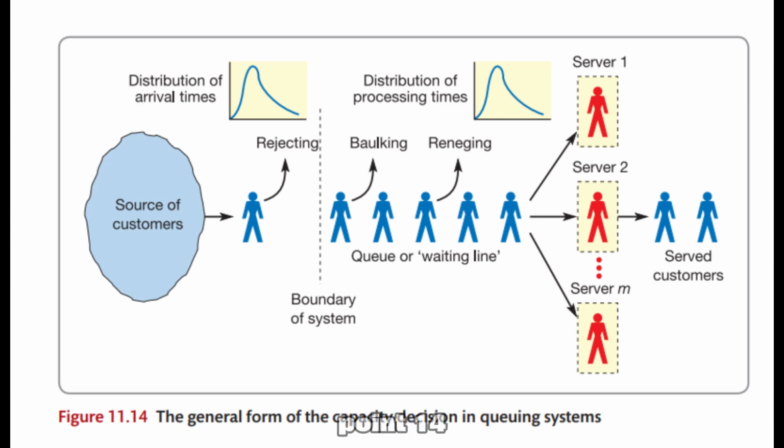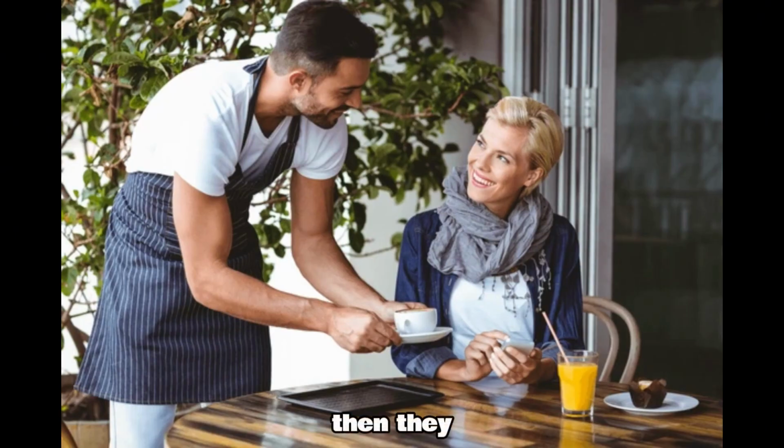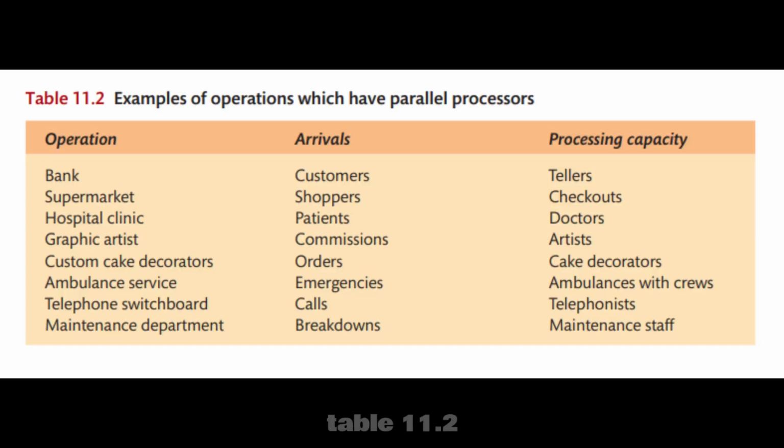Figure 11.14 shows how this works. Okay? Customers arrive randomly and wait in line to be served. Then, they are served by one of the servers. And when they're done, they leave. There are lots of systems like this. Table 11.2 gives some examples. All these systems have common elements that describe how they work. Let's go through each one of them.